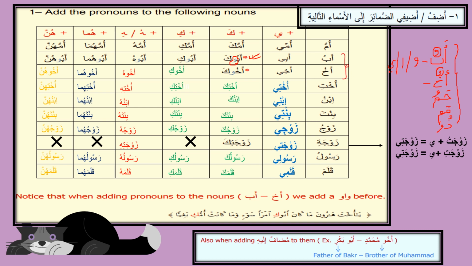So if you see that ab was in marfu, you will take a waw to show that this ab, the asmaul khams, as it is known in Arabic, meaning the 5 special nouns in Arabic, they take a waw in marfu case. If it would have been in mansub, what would it be? It would be abaka.